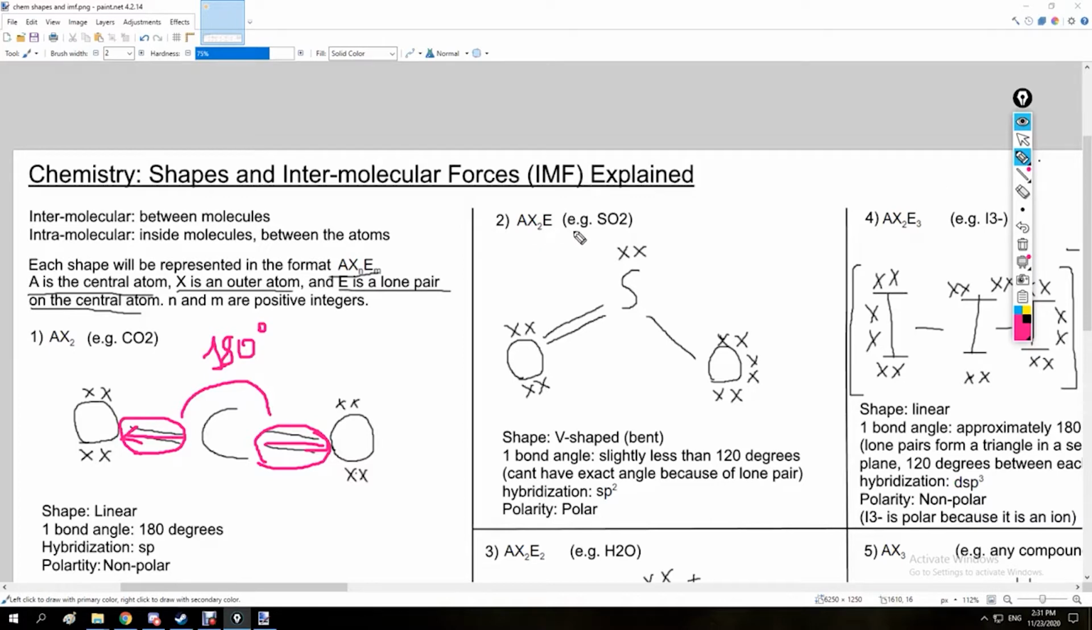Next shape, AX2E, an example here being SO2. We drew one of the resonance structures here for SO2, and you can see that there's one lone pair on the central atom. This lone pair is going to repel these two oxygens, so they're going to be slightly closer together, and the angle between them is going to be slightly less than 120 degrees. It varies from compound to compound because of the lone pair. Hybridization is going to be sp2 because of 3 electron regions, and it's going to be a polar shape because 2 vectors that look like this are never going to cancel out. The net vector is going to look like this. Net dipole is not going to be equal to 0, so it is going to be polar.